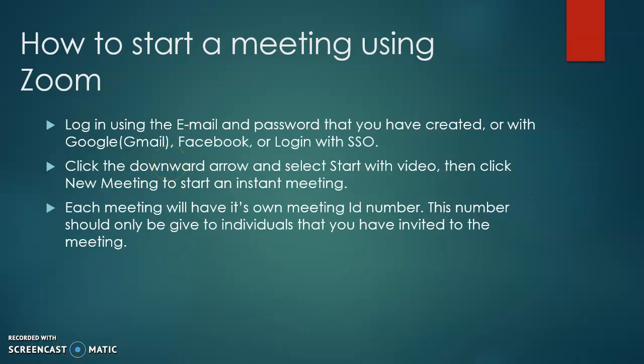So once you're logged in with your email, click the downward arrow and select Start the Video. Once the video has started, you then click New Meeting to start an instant meeting. Each meeting will have its own meeting ID number. This is very important: only give this meeting ID number to individuals that you have invited to the meeting, so that they can easily access the meeting at the given time.